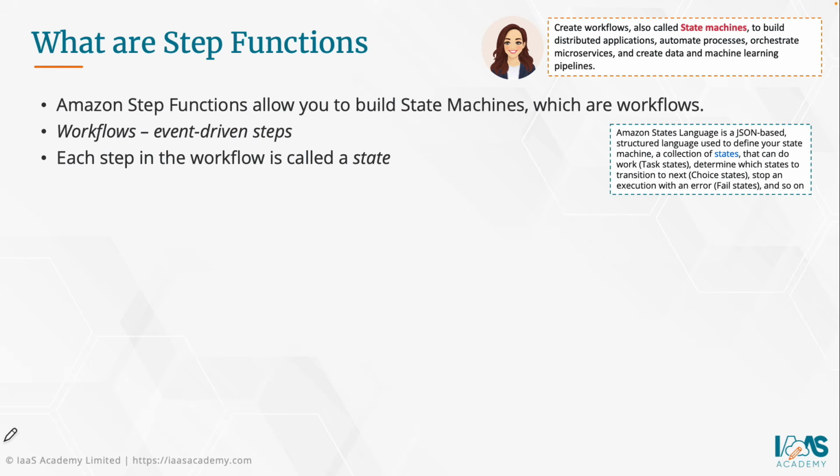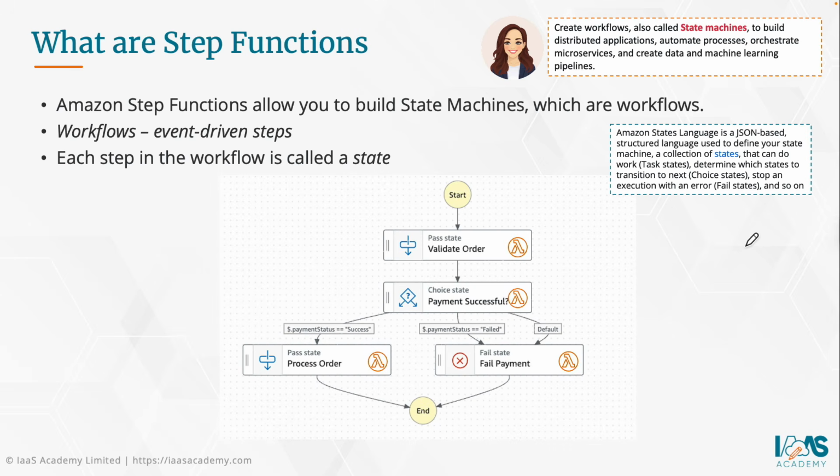You use the Amazon States Language, ASL, which is a JSON-based structured language used to define your state machine, which is essentially a collection of states that can do work. So these are called task states, and then determine which state to transition to next, which are called choice states, stop an execution with an error, failed states, and so on.